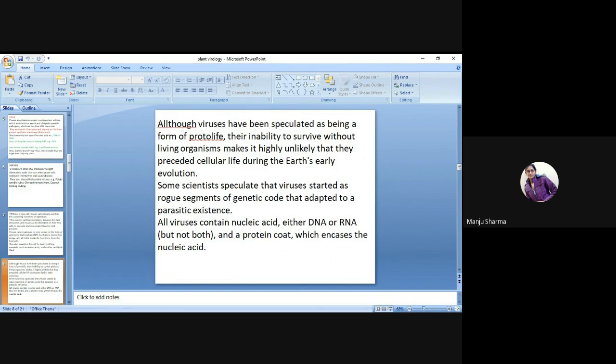All viruses contain nucleic acid, either DNA or RNA, but not both.